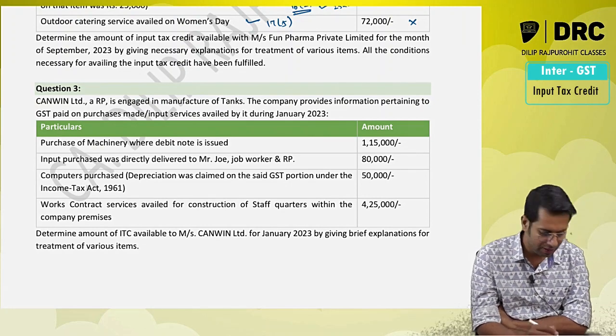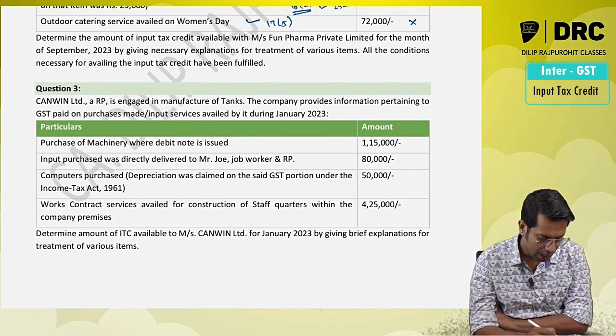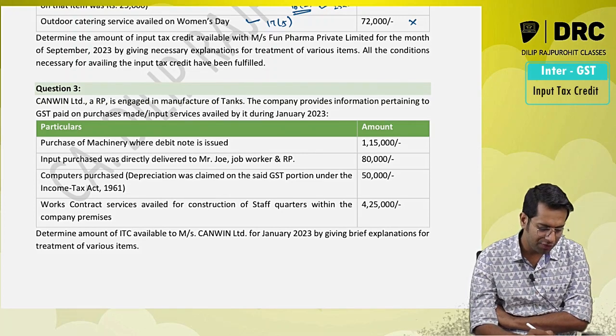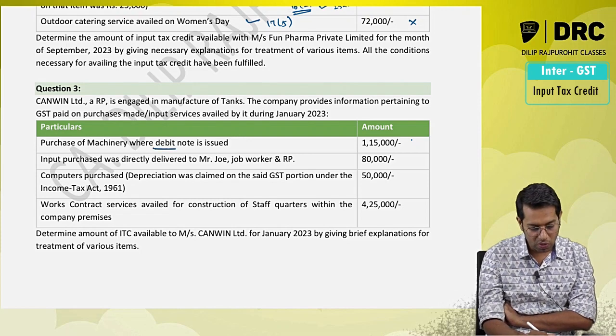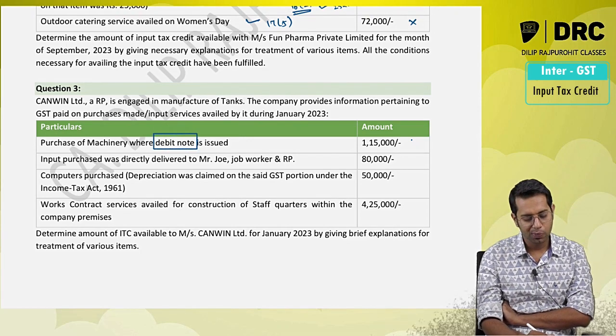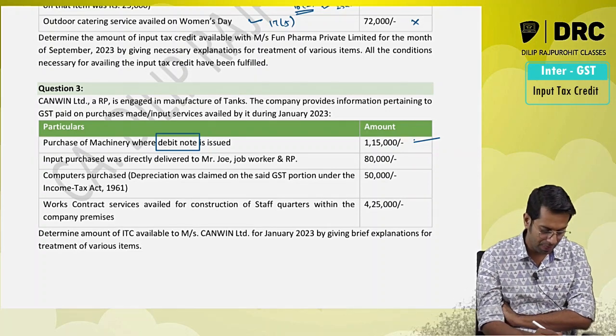Then when a registered person is engaged in manufacture of tanks, the company provides purchase of machinery where a debit note is issued. Can I take input tax credit? Is a debit note treated as a valid document for taking input tax credit? Answer is yes, it is treated as a valid document. Yes, I can take input tax credit.